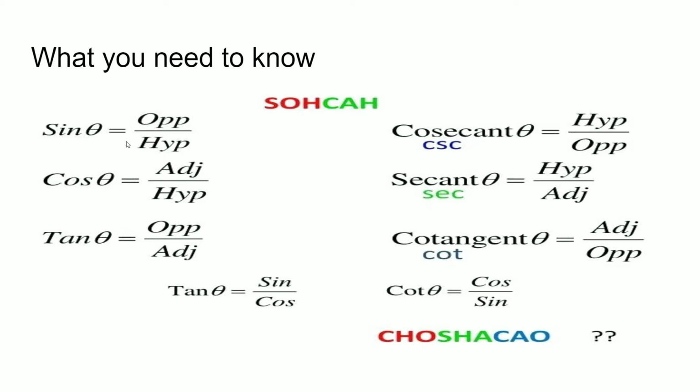And here we have sine, which is opposite over hypotenuse, cosine, which is adjacent over hypotenuse, and tangent, which is opposite over adjacent. This is pretty much your bread and butter for whatever is on this topic.